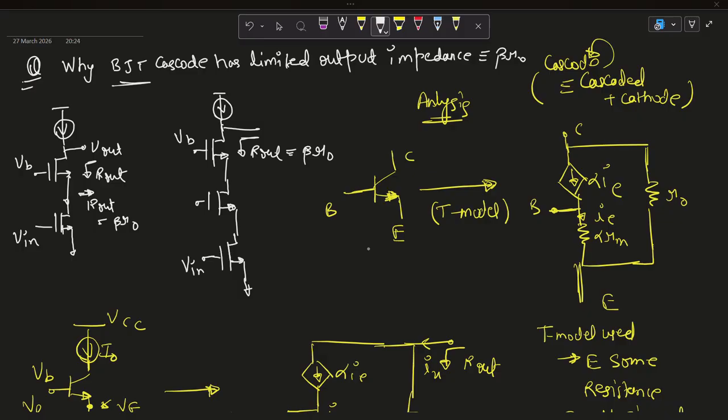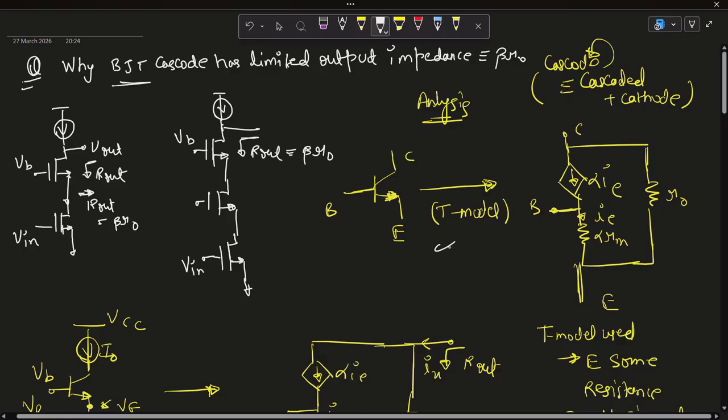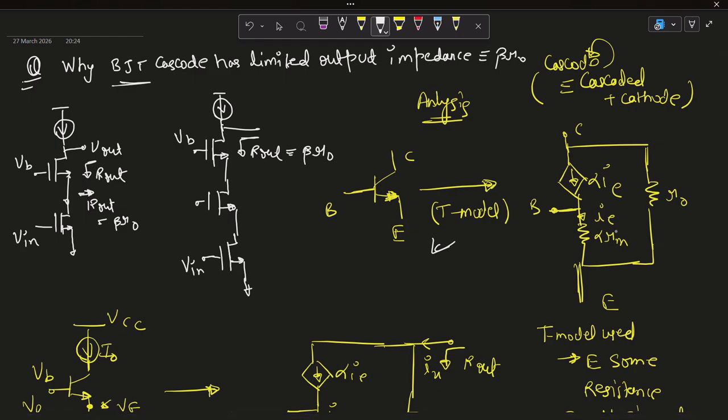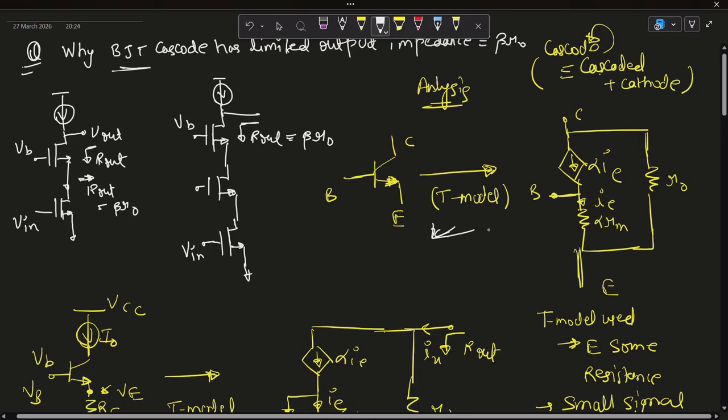For this analysis, we have to understand the T model. This is our T model. We have to first understand how the T model looks. So first learn about the T model, then come back to this analysis. And what is the meaning of cascode? Cascode means cascaded cathode. So C is cathode, so it is cascaded cathode. This is the meaning of cascode. First learn about the T model, then come back to the solution for this analysis.